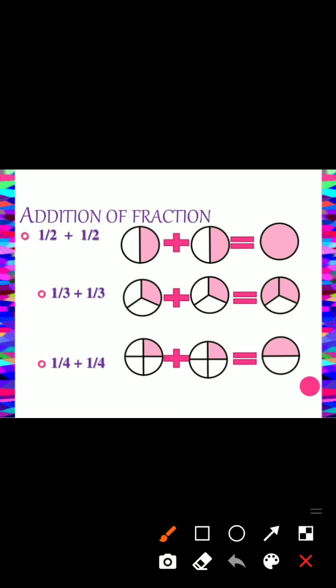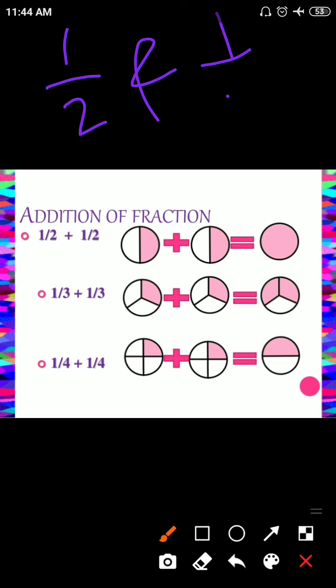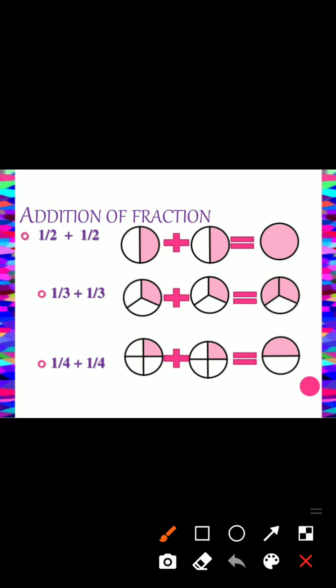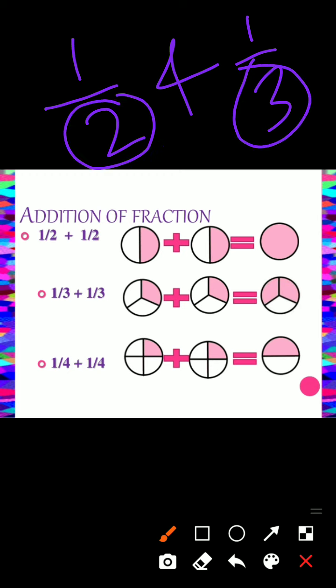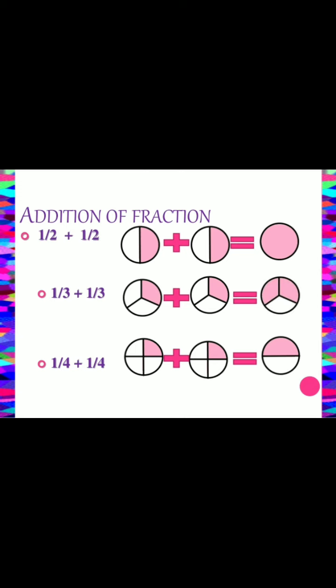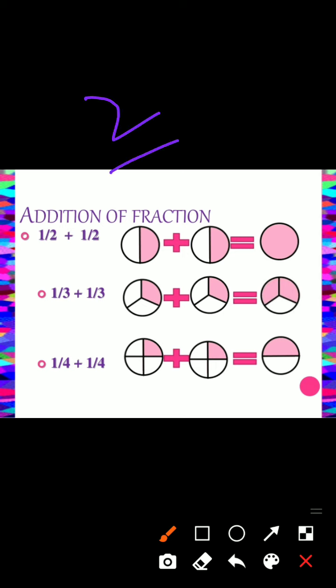Example for like fraction: 1 upon 2 and 1 upon 2. This is the example of like fraction. For an unlike fraction, you can write 1 upon 2 and 1 upon 3. You can check here, the denominators differ, so these are called unlike fractions. Like this you can add: one part is here, one part is there, so you will fill two parts, so it is 2 upon 3. It means the denominator will not change.